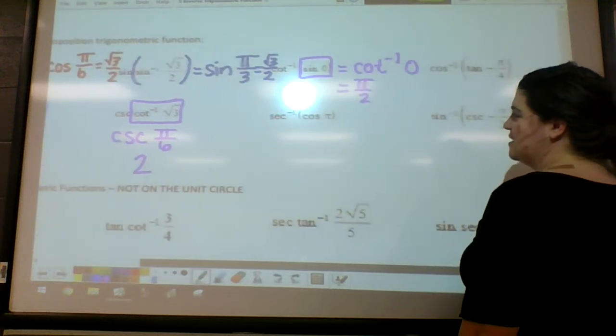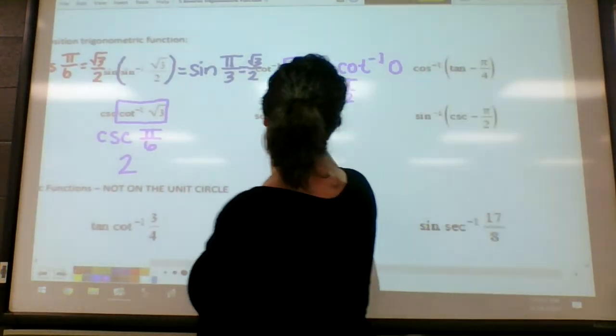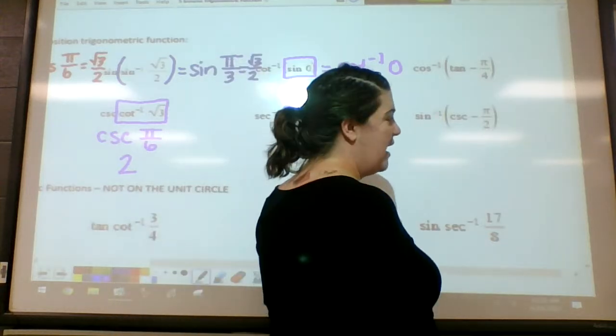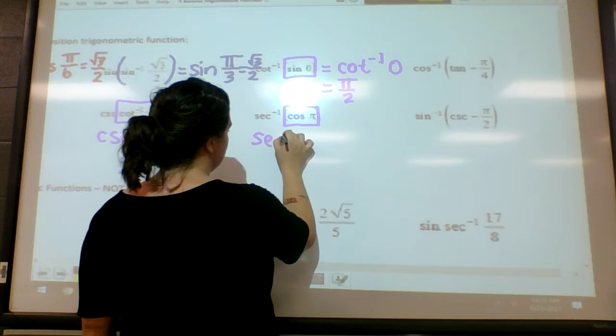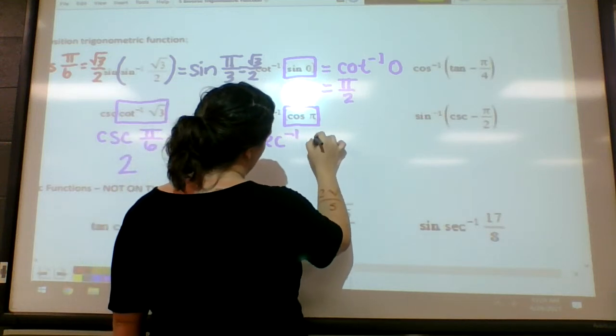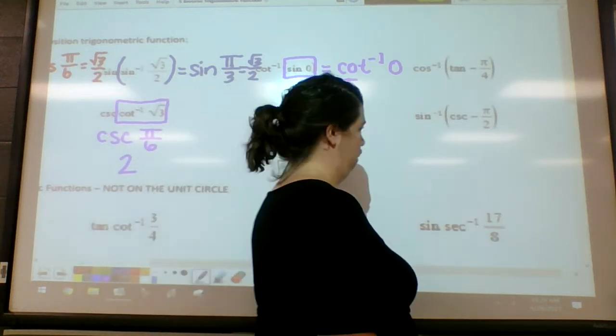All right, up next. Cosine of pi. We can figure that out. That one's not too bad. What's the cosine of pi? -1. So secant inverse of -1.